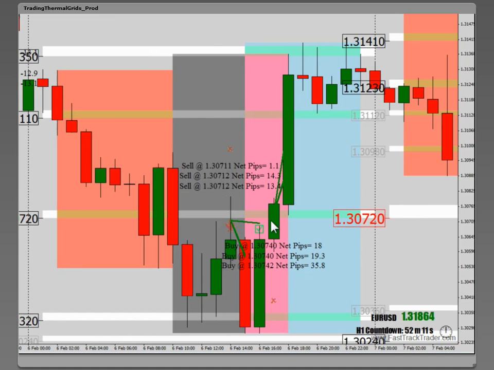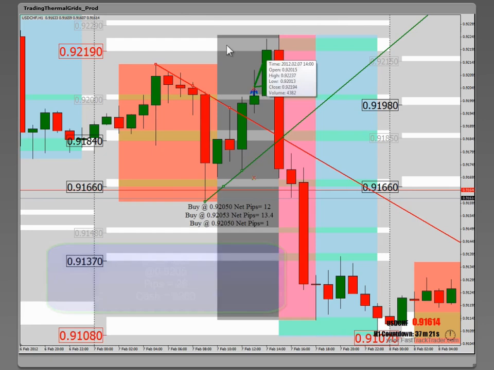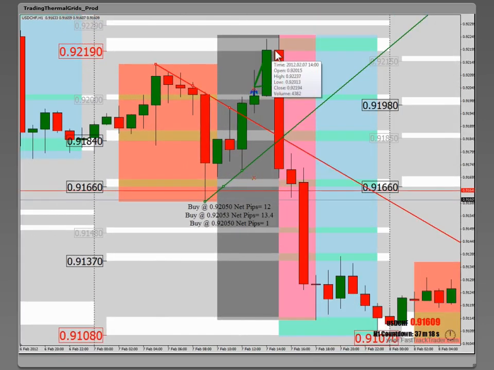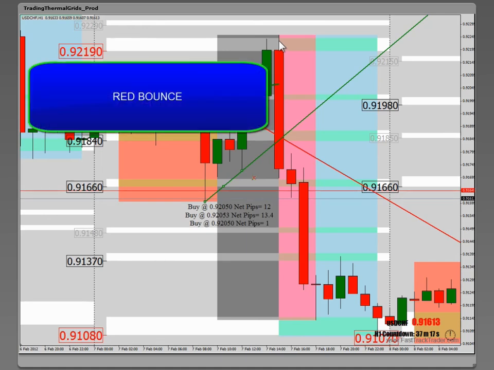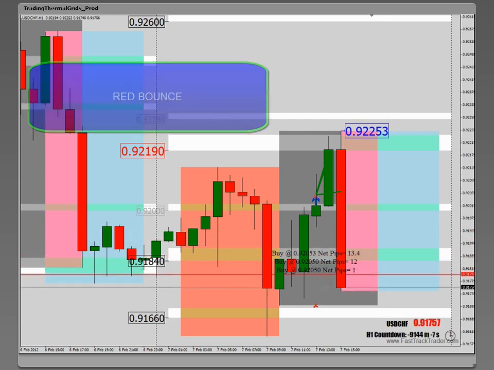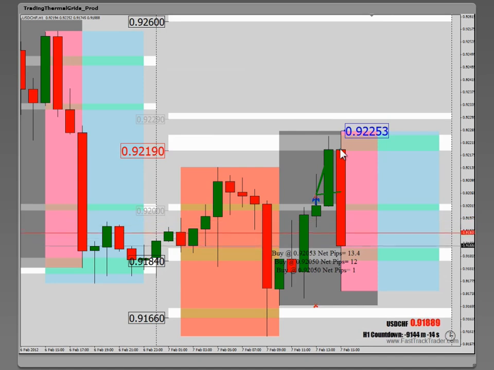Now let's take a look at this US Swissy. Here you're going to see where we did a buy, 92.05, took off 26 pips for $260 on the US Swissy. Now let's talk about a red bounce. You see this large level. It happened at London close. After we pulled our profits at that level, look at how it rejected off that level and slammed all the way down. It's going to go down to that 91.66 grid area. So if you know where these levels are, you can trade them for clear entries and clear exit points.